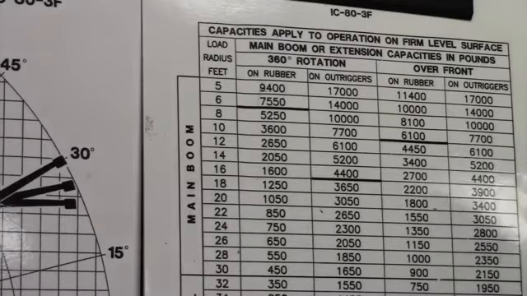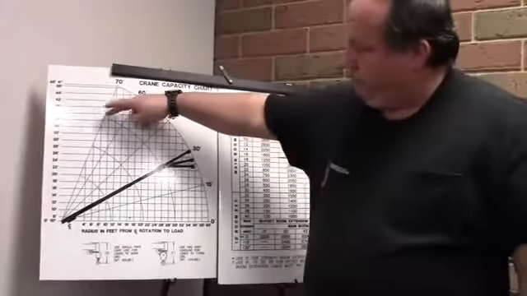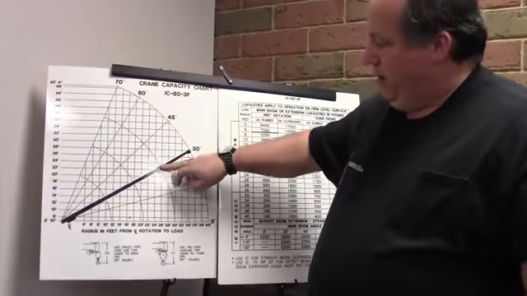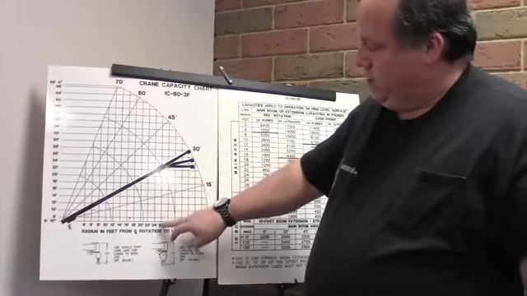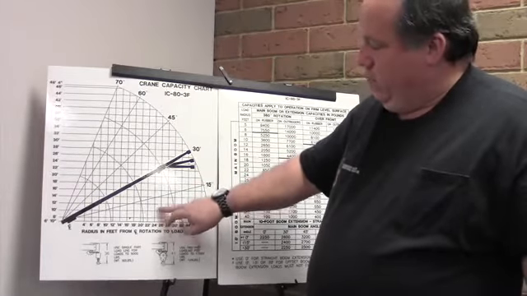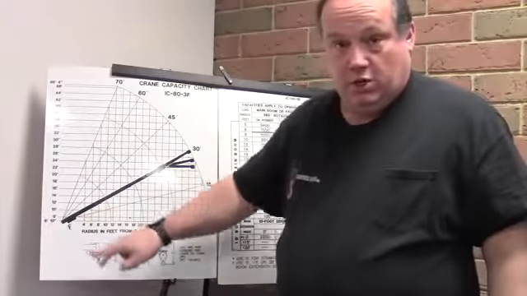And so in the example that we gave over here, as you come down with the boom extended all the way out at 30 degrees, you come down here and you find that you're at a 26-foot radius. In other words, you're 26 feet from where the hook is hanging to the center of the turret.